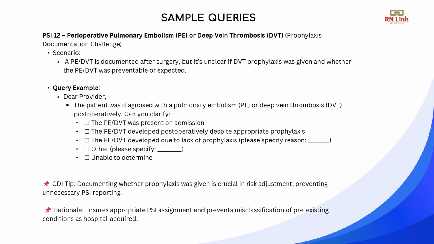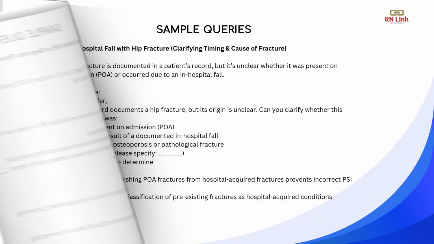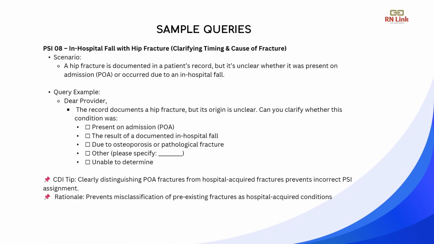CDI tip: documenting whether prophylaxis was given is crucial in risk adjustment, preventing unnecessary PSI reporting. Rationale: ensures appropriate PSI assignment and prevents misclassification of pre-existing conditions as hospital-acquired. PSI 08, in-hospital fall with hip fracture, clarifying timing and cause of fracture. Scenario. A hip fracture is documented in a patient's record, but it's unclear whether it was present on admission or occurred due to an in-hospital fall.